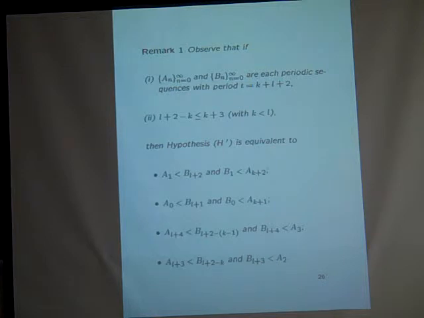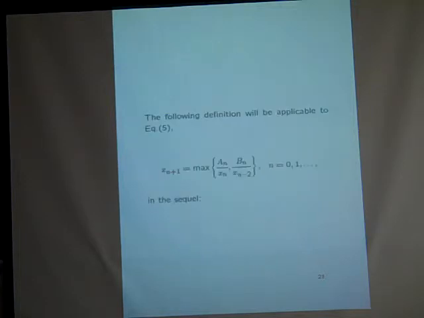I forgot to mention in hypothesis H, AN and BN do not necessarily have to be periodic. When they are periodic, then the hypothesis H turns into something very nice and something not contradictory. The patterns that are formed end up not being contradictory. Things seem to fit exactly, which is kind of interesting.